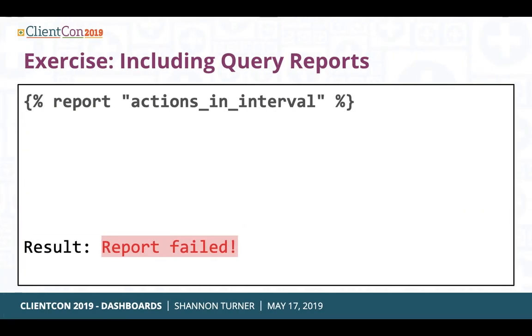So you probably won't have this report, actions in interval, in your Action Kit. This is in the ClientCon instance from 2019, but if you came to ClientCon 2019 and you have a login, and you were to run this in your dashboard, then you'd get an error that wasn't super clear as to what's going on. It just says "report failed." Maybe as you're creating your own dashboards, you might get this as well. So let's take a look and see how we might fix this.